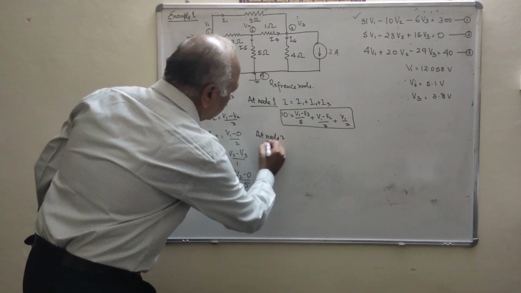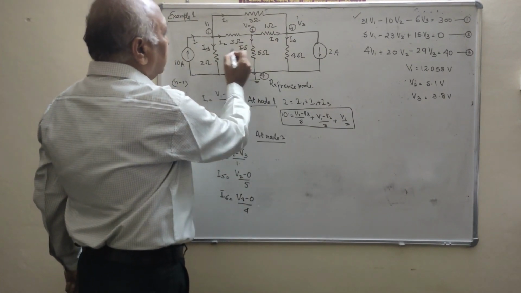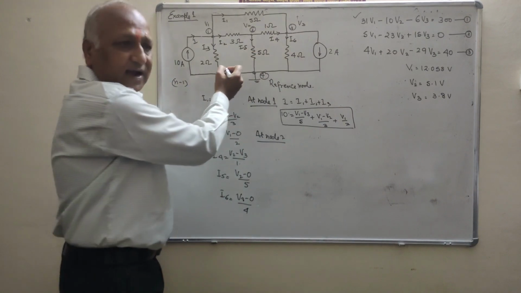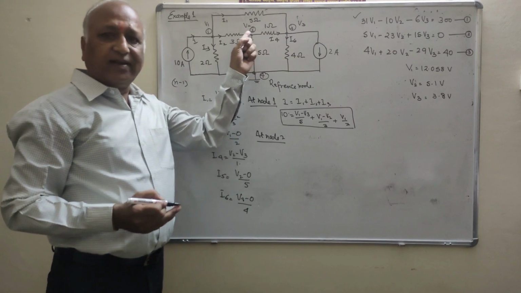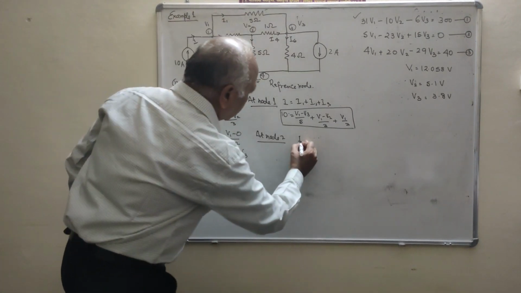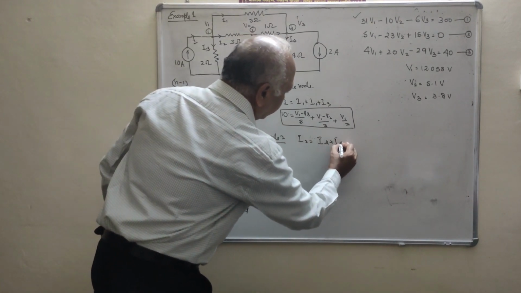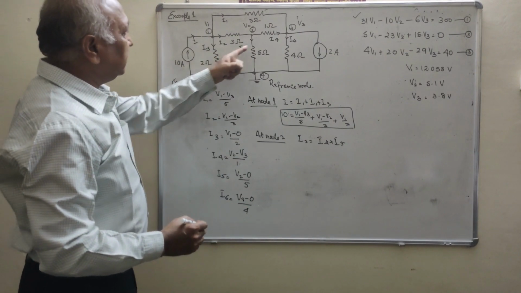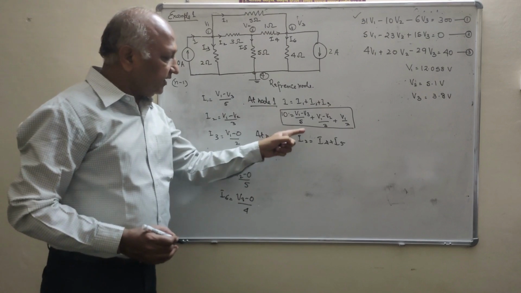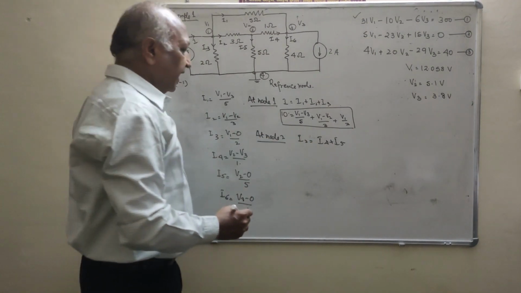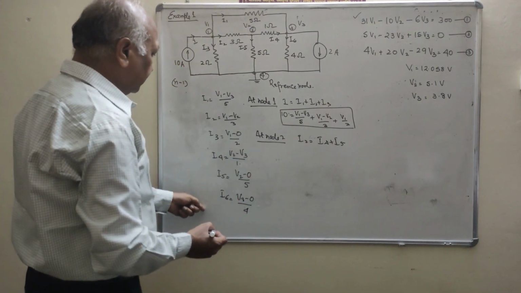At node 2. What is the incoming current? I2. What is the outgoing current? I4 and I5. Clear? That means now we will apply the KCL at node 2. That is, I2 is equal to I4 plus I5. I2 incoming, I4 and I5 outgoing. Put the value of I2, I4 and I5 from this set of equations of the current.